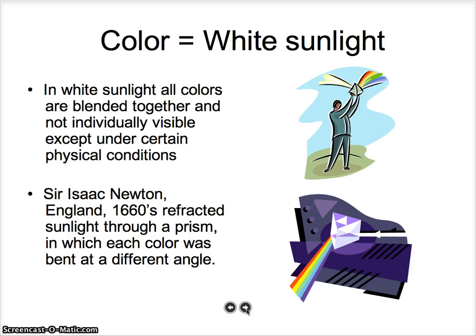So Sir Isaac Newton devised an experiment in which he was able to actually isolate each one of the colors into their discrete components, splitting, refracting the sunlight and bending it to a different angle. This is a wonderful experiment you can do with your students to show them how color is white light.